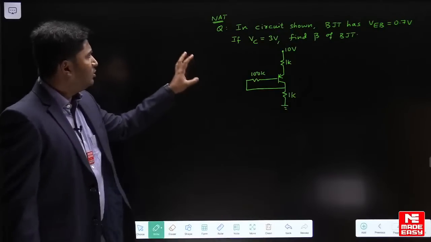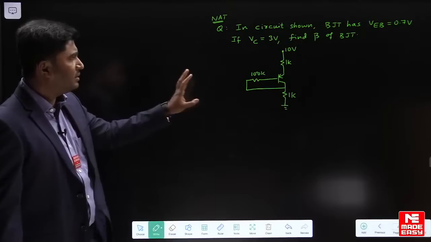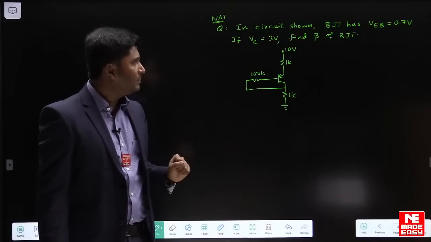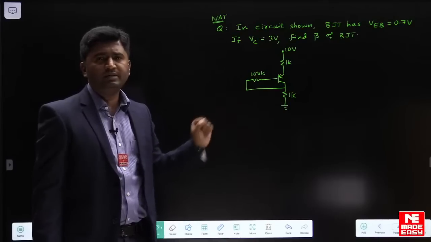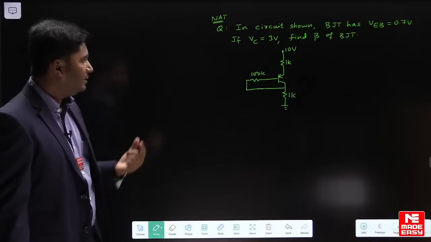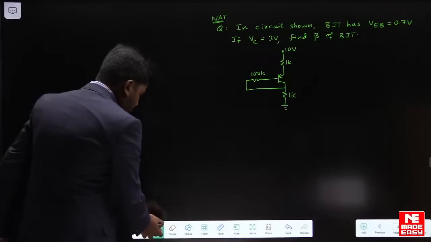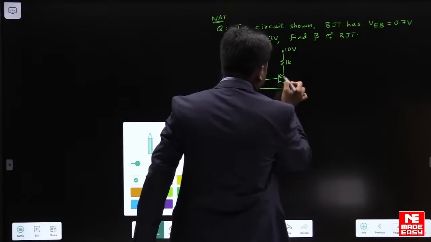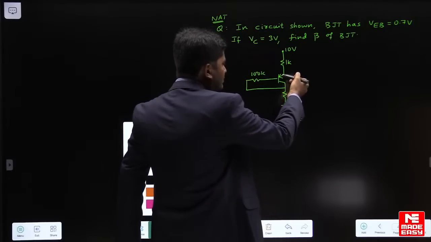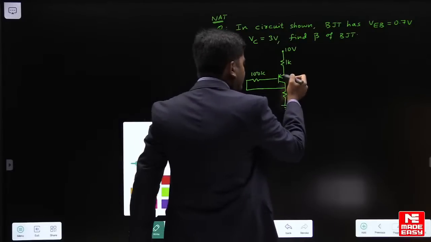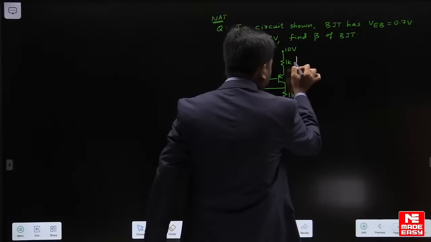Now this one is a numerical answer type question. It is relatively easy and we have to calculate here the beta of the BJT. We have to find out how much is the common emitter current gain beta. First of all, let me show the emitter current. This is a PNP transistor where emitter is shown up. Emitter is shown on the upper side and it is a PNP transistor. So show the currents like this.